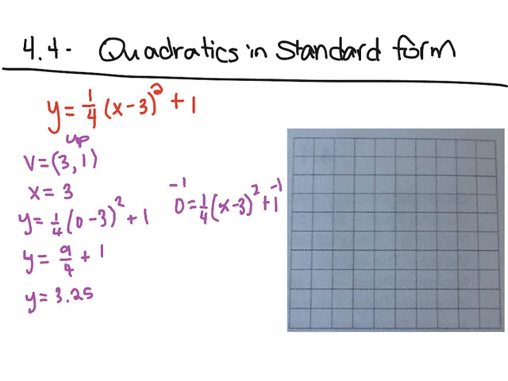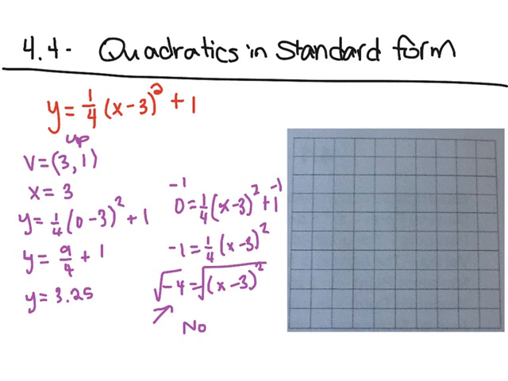Our x-intercept would be 0 equals 1 over 4(x minus 3) squared plus 1. We're going to subtract 1 from both sides. Multiply both sides by 4. Now from here we want to take the square root of both sides, and because this is a negative, we have no real roots, so there's no x-intercepts.